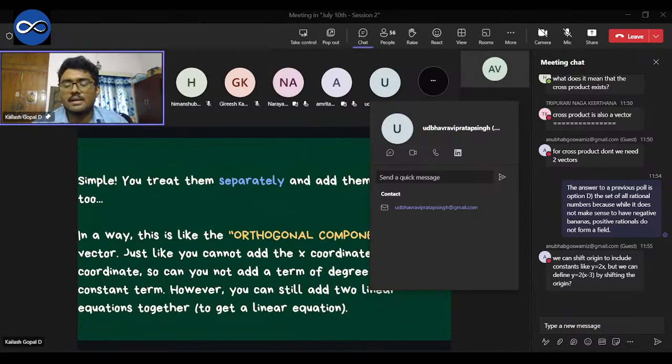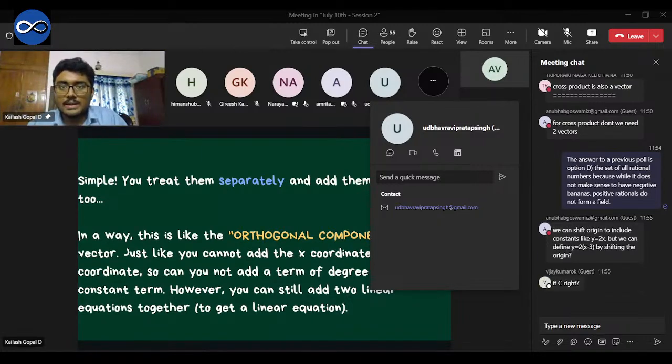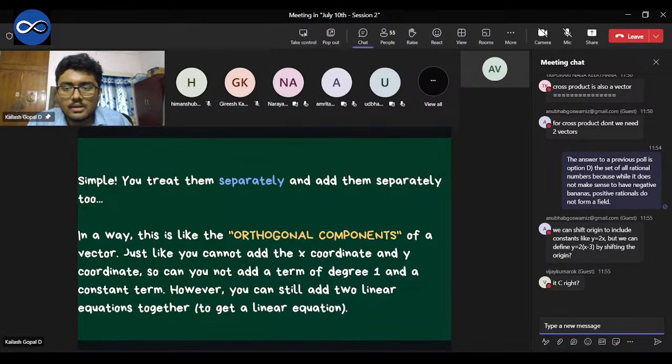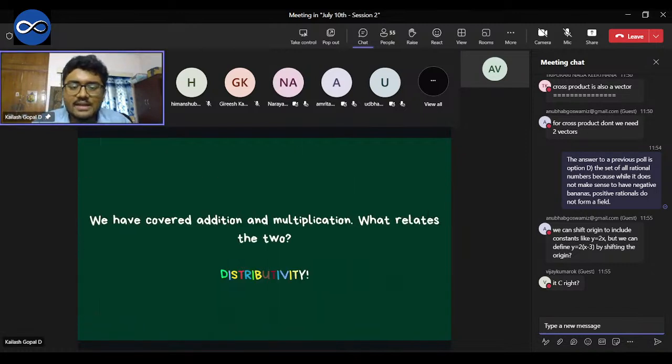Various vector spaces have various special operations on them, depending on the geometry, depending on the topology, for example, and stuff like that. But in abstract vector spaces, we are talking about simple things which work for everything. So I covered this. Orthogonal components: you can never get an x coordinate thing simply by adding as many constants as you want. So in a way that is orthogonal.